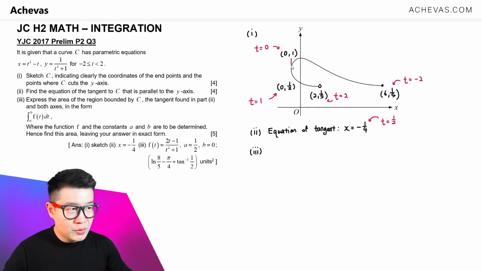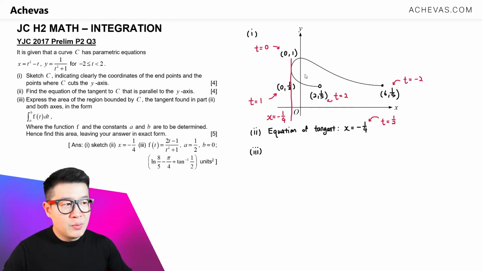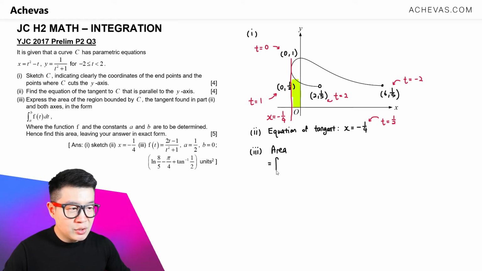So let me sketch it out for you guys. So it is supposed to be a vertical line that is here. And this vertical line is x is equal to minus 1/4. And the region is the region that is bounded by the curve, the vertical line x is equal to minus 1/4 and the axis. So we are looking at this region here. And we are supposed to find the area of this region. Let me make use of integration to come up with an integral that represents this area.